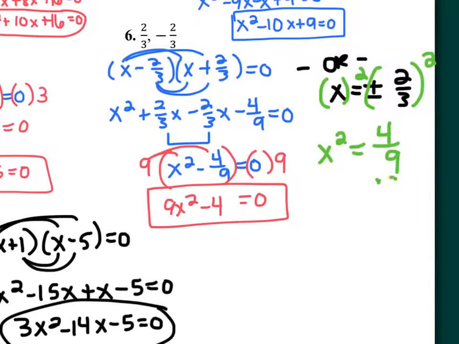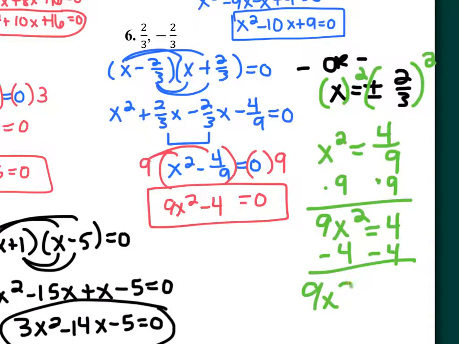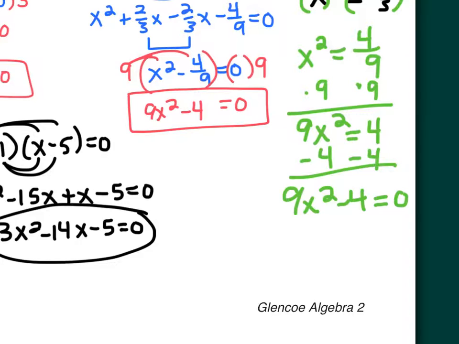And we can go ahead right now and multiply each side by 9. It's like we're working backwards. We had solved it, now we're going backwards. So 9x squared equals 4, subtract 4, and that's your equation. 9x squared minus 4 is equal to 0. So either way is perfectly fine.